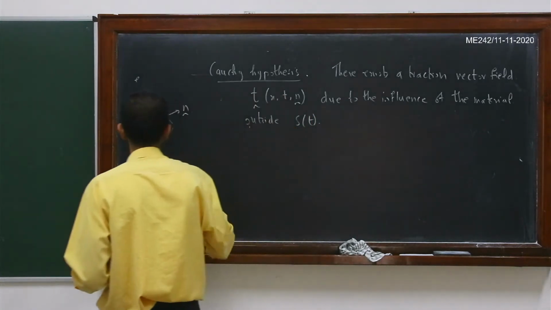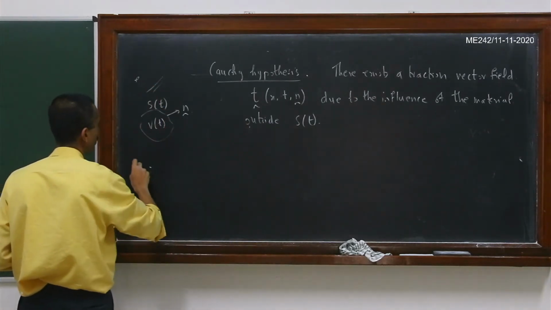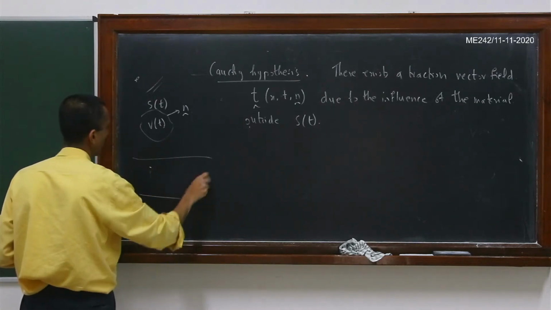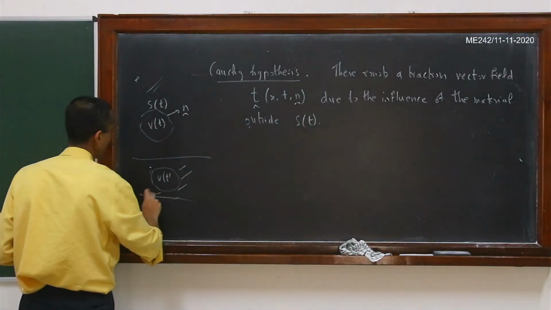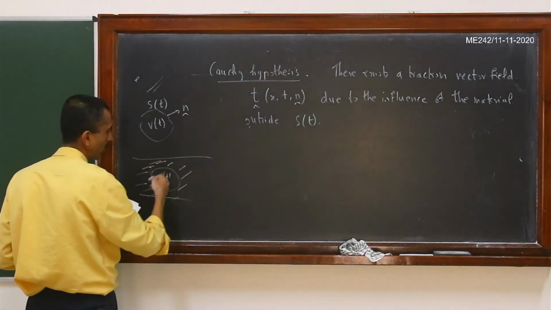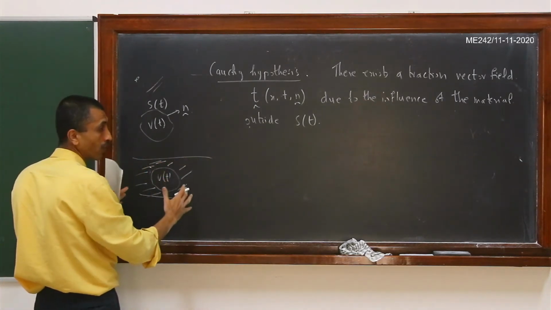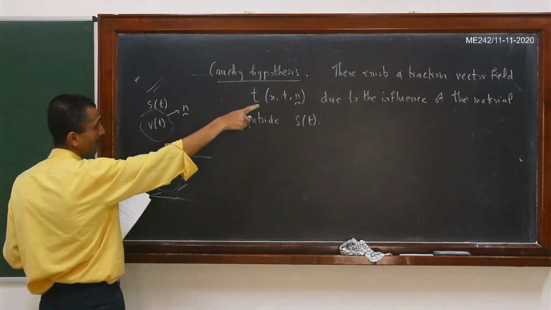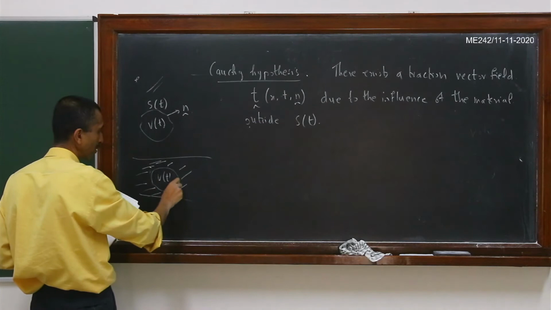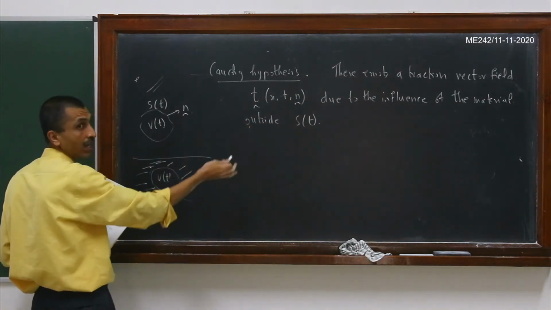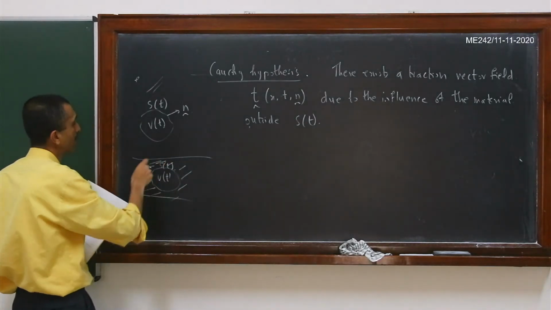So here, you imagine that this is some fluid block, suppose there is some flow in a channel, and this is your V of t, correct? There is material outside of this material volume, and at the surface it is exerting some forces. Whatever we are saying, this traction vector field T of x, t, n is due to the influence of the material surrounding this V of t, and it is acting at the surface S of t. That is the surface here.